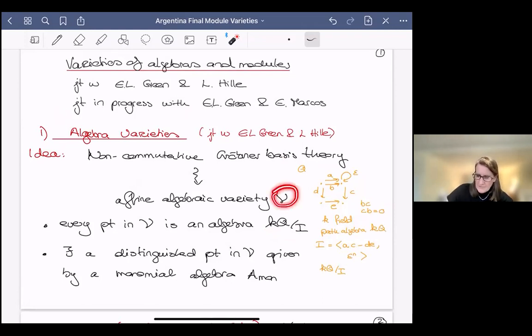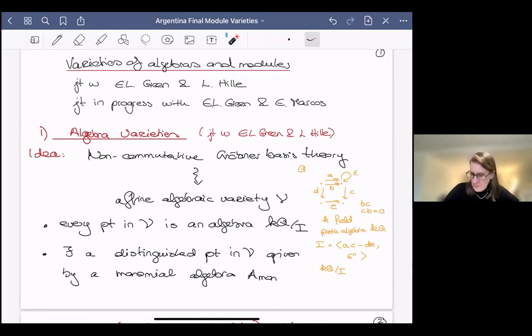Okay, so this is why, in some sense, because I'm a representation theorist, I find it sufficient to investigate algebras of this form. So to go back to our story, we start with the non-commutative Gröbner basis theory, and then we construct a variety, but in secret, what we start with in some sense is a path algebra of a quiver, and then we construct a variety where every point in the variety is another path algebra of a quiver. And the other important feature of these varieties is that they have a distinguished point. And this distinguished point in the variety corresponds to something called a monomial algebra.